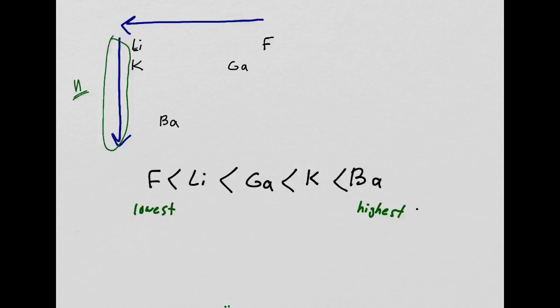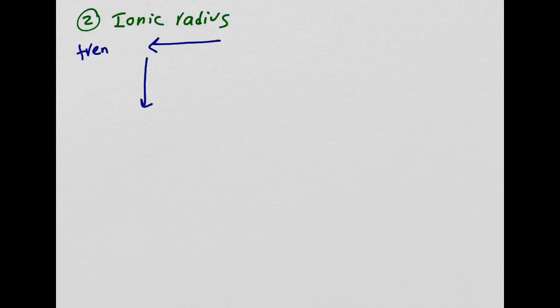Now, ready for the next one. The first one was atomic radius. The next one is ionic radius. Again, I'm going to teach you the trend. The trend for ionic radius is the same as atomic radius. There is only one difference. I'm going to write it down and we'll go over together what that means. If you are on the same row, that means you have the same n value, right?